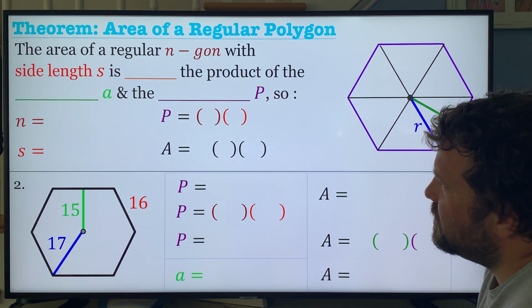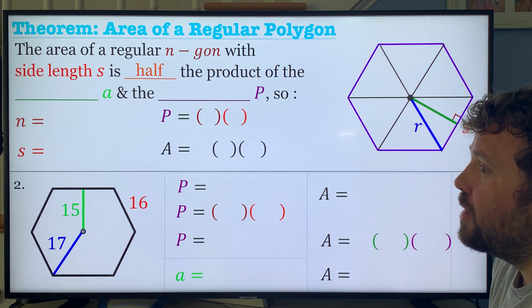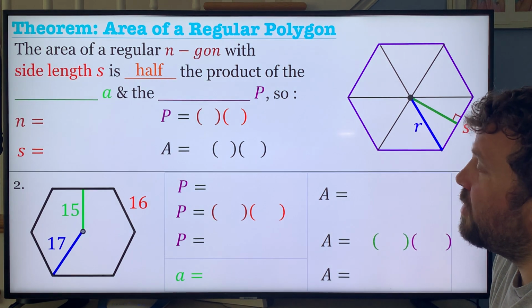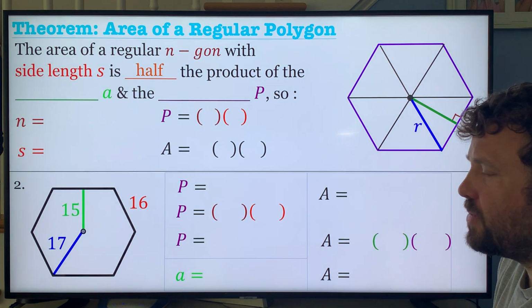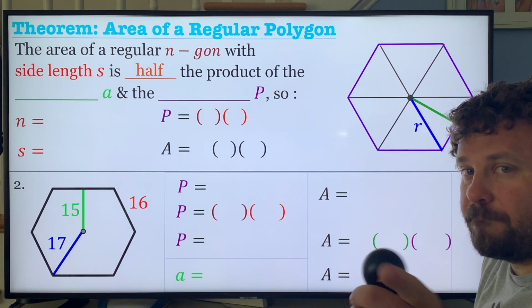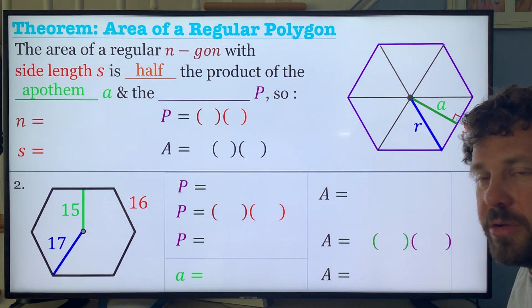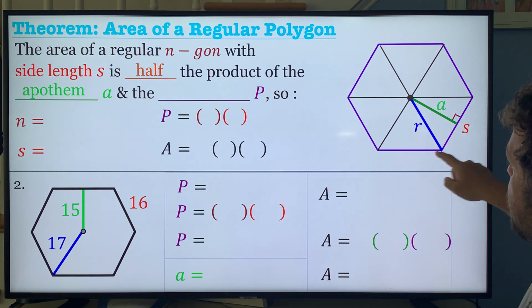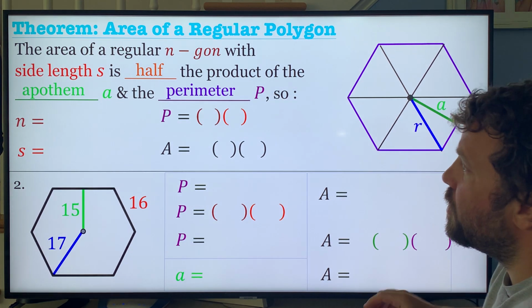do you remember what the orange was? Half the product of the blank A. What do you think A stands for? We used that word before. Apothem. And the blank P. What P word do you know that deals with the distance around a figure? Perimeter.